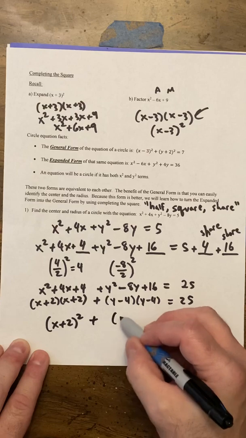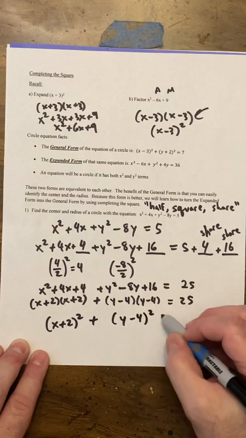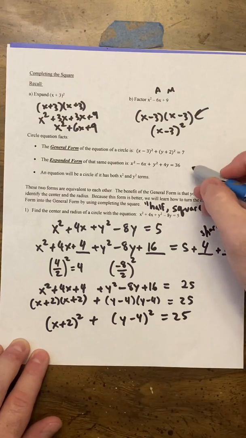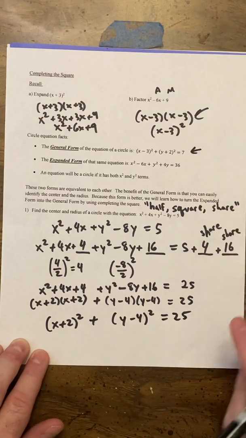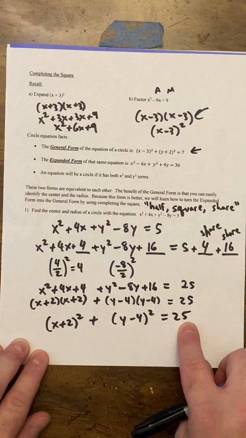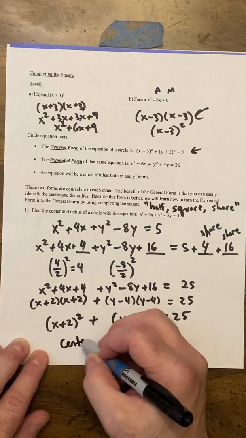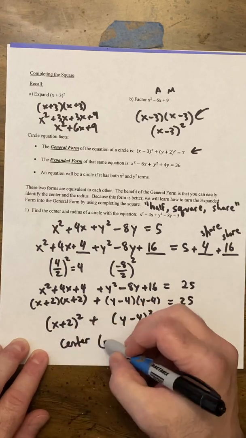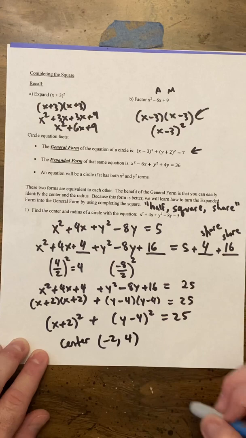And we can write this as y minus 4 squared. Okay? Now, this is in the general form, the form we like, where we can easily see what the center of the circle is and what the radius is. So the center of this circle is going to be the opposite of this number and the opposite of this number, which is -2 and +4.